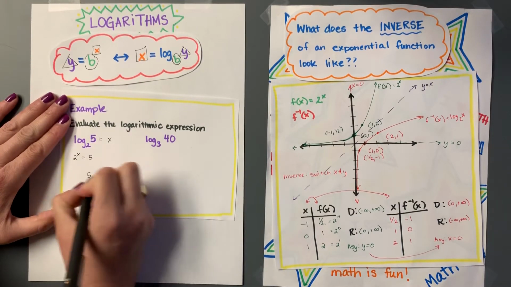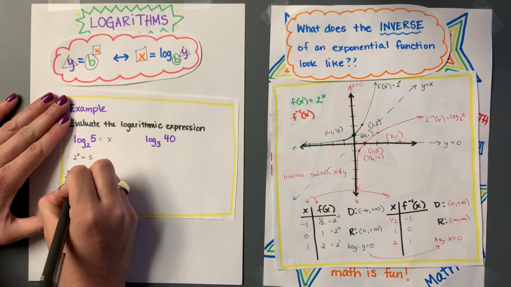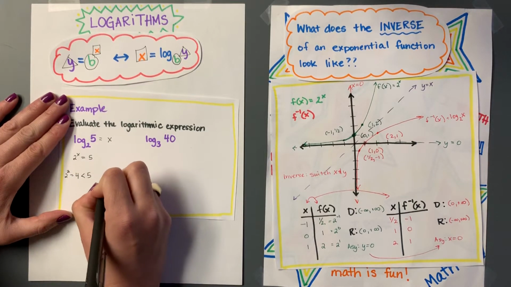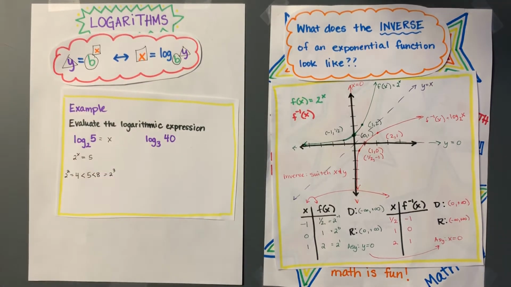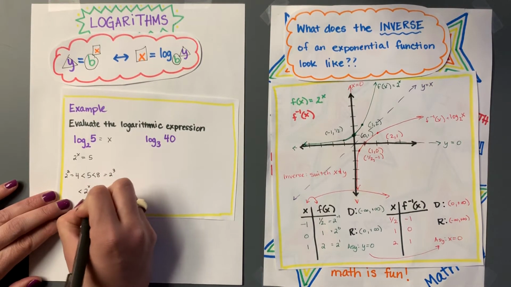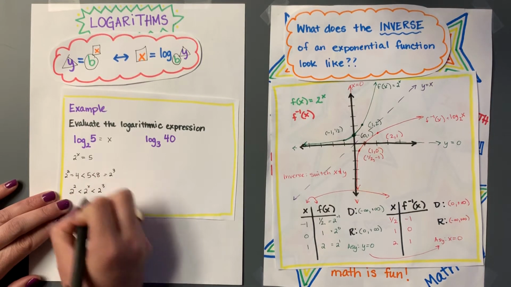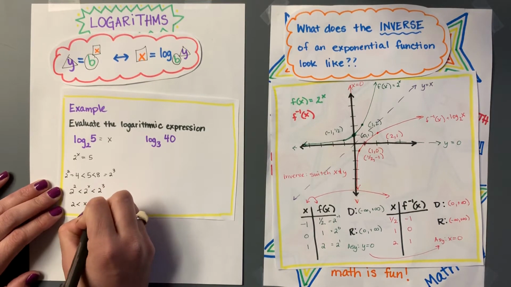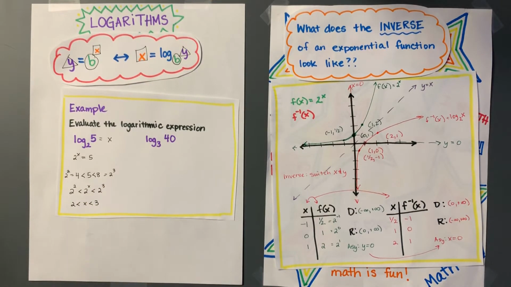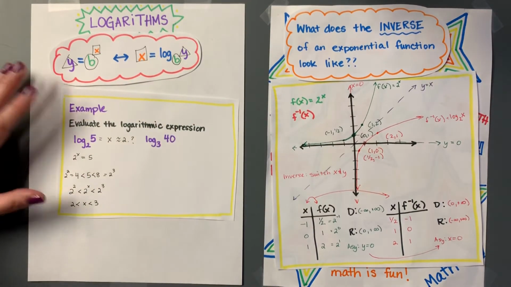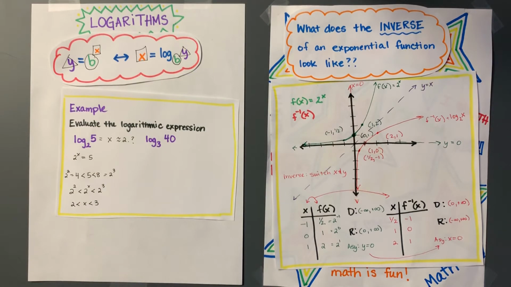So 2 squared is 4, and 4 is less than 5. And 2 cubed is 8, which is greater than 5. So I know that 2 to the x is somewhere between 2 squared and 2 cubed. So that means x is somewhere between 2 and 3. I don't know exactly where, but that means this is going to be about 2 point something. Somewhere in the 2 to 3 range.